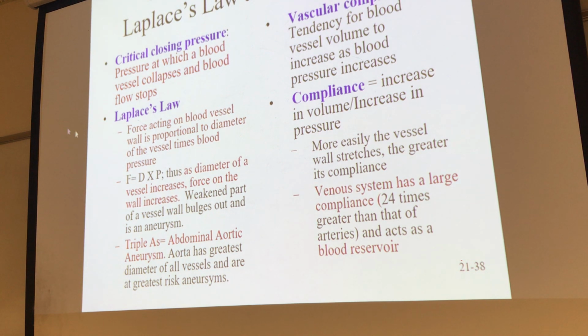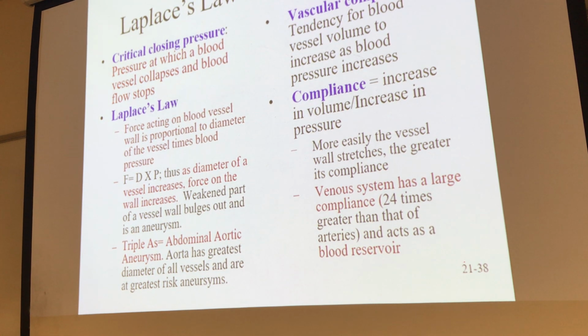Laplace's law is something that I would have you guys know. Obviously, it's got a lot of red highlights on that one, right? Laplace's law, force acting on a blood vessel is proportional to the diameter of the vessel times the blood pressure. Meaning that the largest arteries will find the greatest force being acted on it. So what is the largest artery we have, right? In terms of the diameter of the blood vessel, well, the aorta is going to be the largest, right?